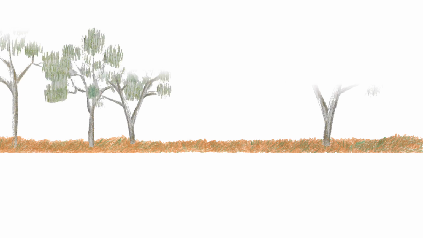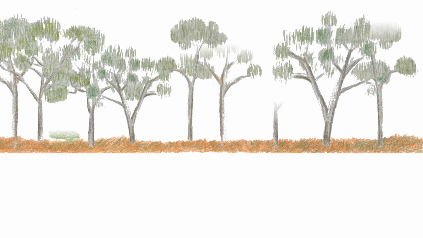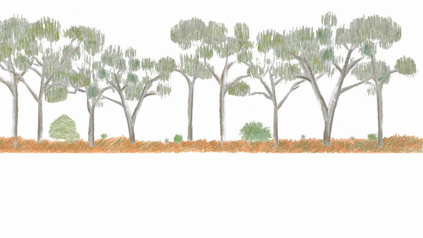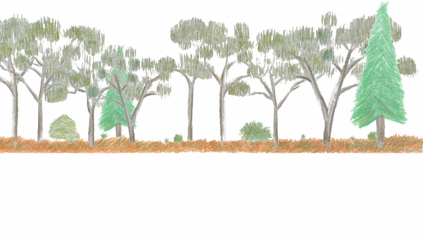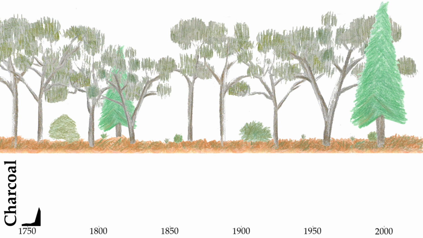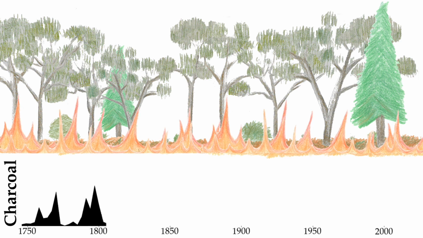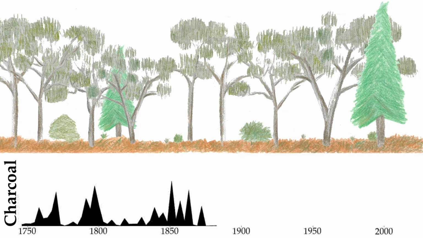Our core dates back to the middle of the 1700s. The environment was dominated by native species, such as eucalyptus trees and other native shrubs and herbs. We can see European arrival in the area in the early 1800s, marked by the presence of introduced species, such as the pine tree. Throughout this time, we see frequent fire episodes. This is indicative of Indigenous land management and cultural burning.